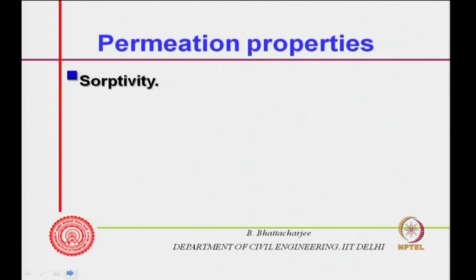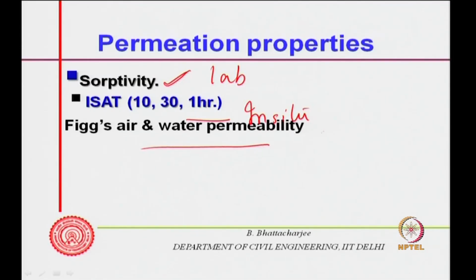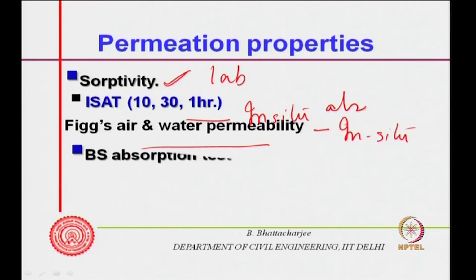So, certain tests have been devised, namely sorptivity is a property, the initial surface absorption test, sorptivity for a laboratory specimen. This can be done in situ. Fixed air and water permeability can be measured in situ as well as in the laboratory. Then also the BS absorption test: take a core specimen and do an absorption test. Now, this all gives us what are called permeation properties, the Autoclam, and there are many more.